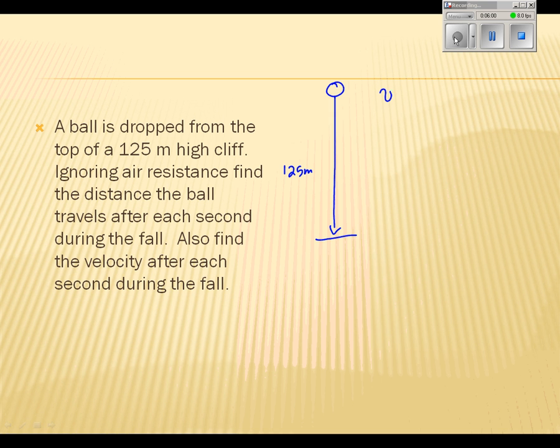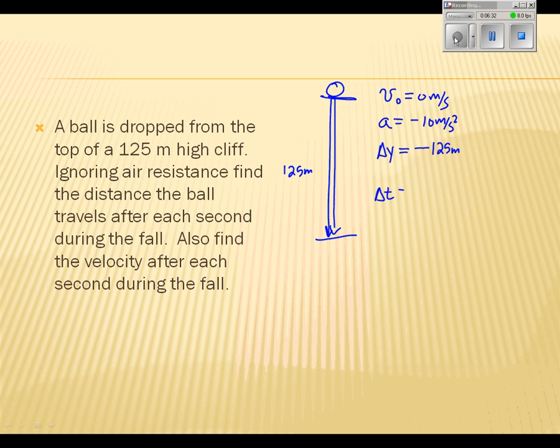We know, and what I'm going to do is write down the givens here. Initial velocity equals 0. Acceleration equals negative 10 meters per second squared. Delta y equals, now remember, delta y is from where you start up here to where you finish down there. So that's why it's negative 125 meters. It's in the negative direction, we go downwards. And we want to solve for the distance traveled after each second.